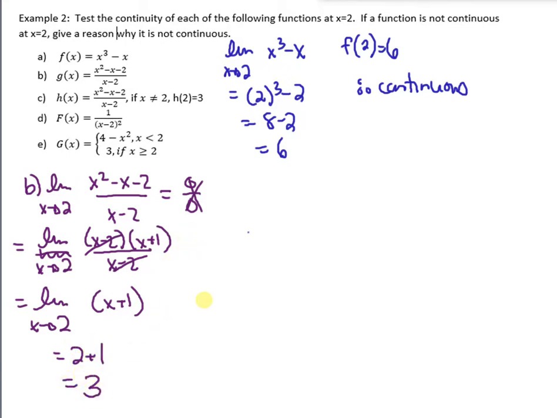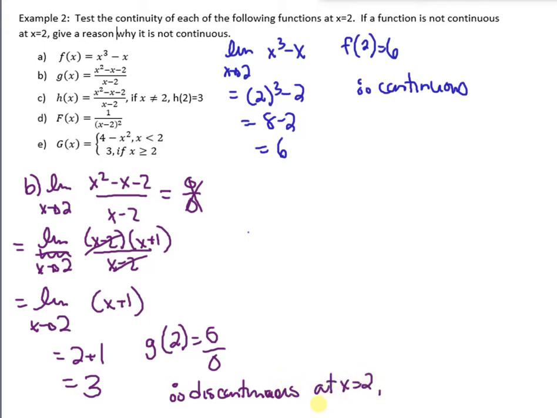Now, let's actually plug in, well, it's not f, it's g. g at 2, but it's 0 over 0, right? We already did that. So therefore, it's discontinuous at x equals 2, and this is a vertical discontinuity, sorry, vertical asymptote.